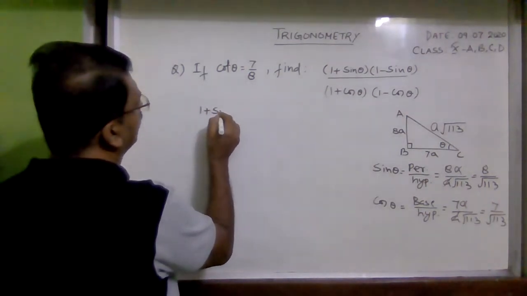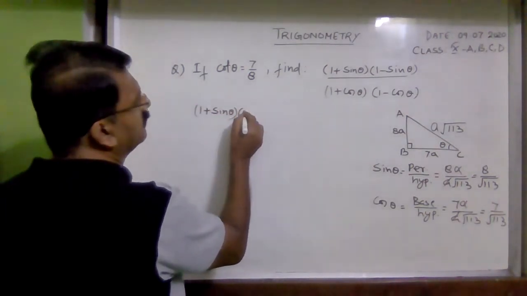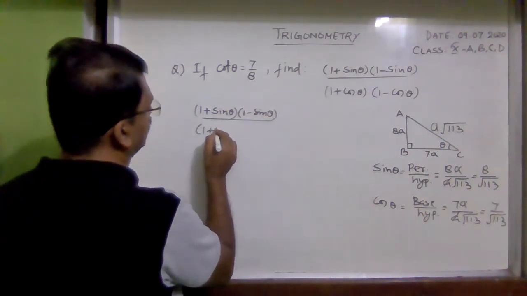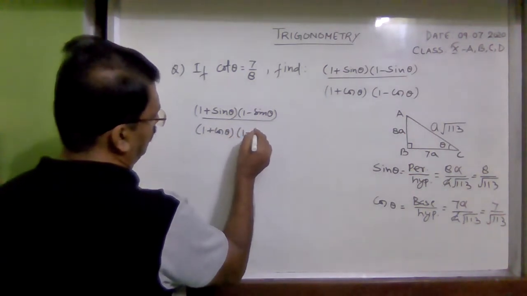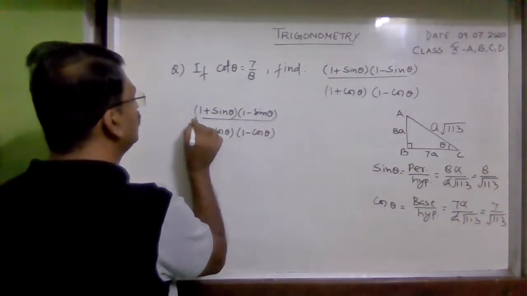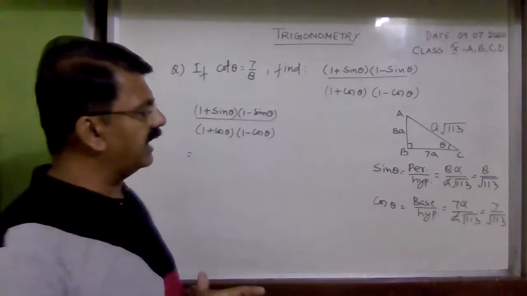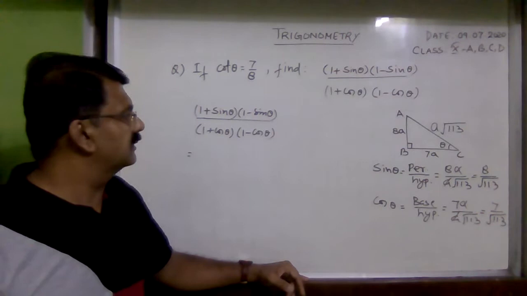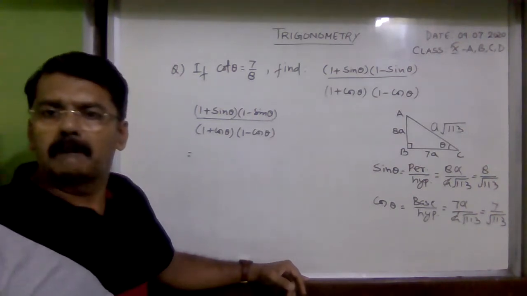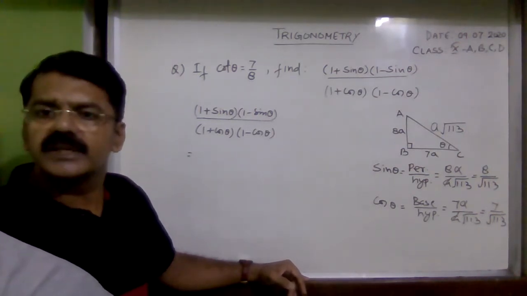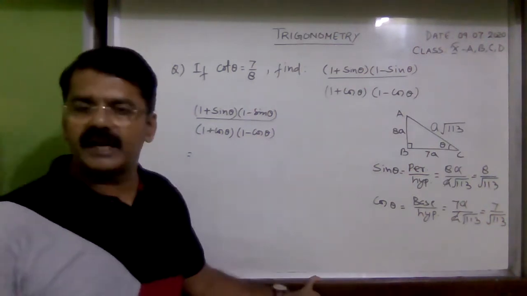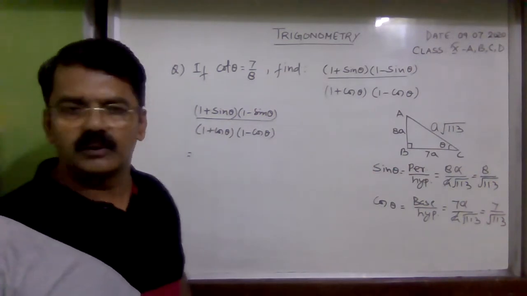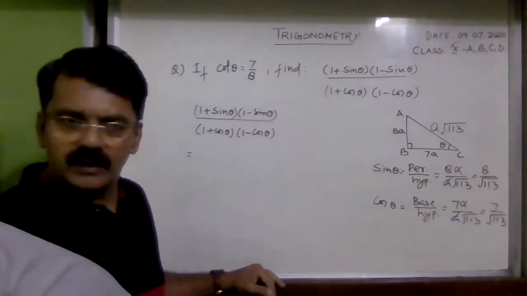(1 plus sine theta)(1 minus sine theta) upon (1 plus cos theta)(1 minus cos theta). We can directly put the value of sine theta and cos theta here to get our answer. But to make our calculation easier, I am going to apply a formula here: (a plus b)(a minus b) is a square minus b square. You know that. The same formula can be applied in the denominator also.